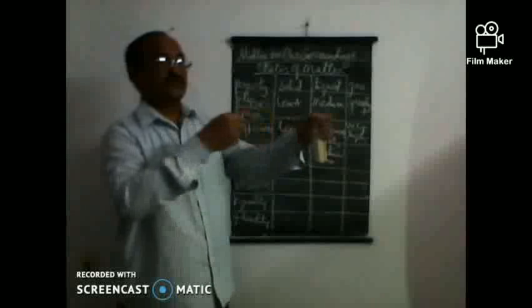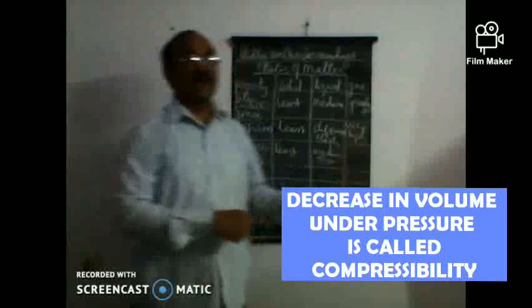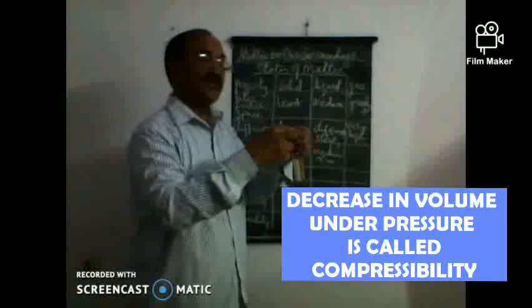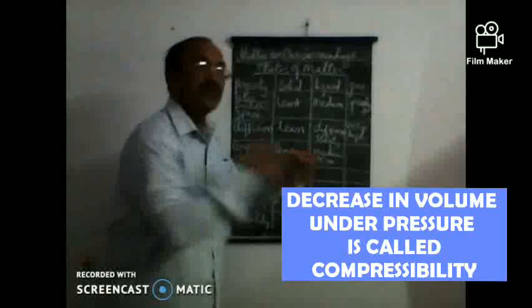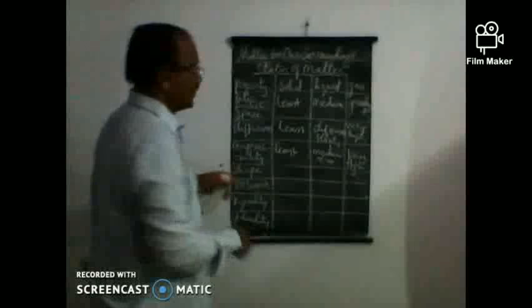So compressibility, and gases, if you take a syringe, children, so what happens is, if you draw some air into it and close the nozzle, remove the needle, that's important, close the nozzle and try to press hard, then you can see that it can be pressed. So there is decrease in the volume under pressure. So this is called compressibility. So the compressibility of gases is very high. Right, so we'll understand the utility of all these things in a minute, children.